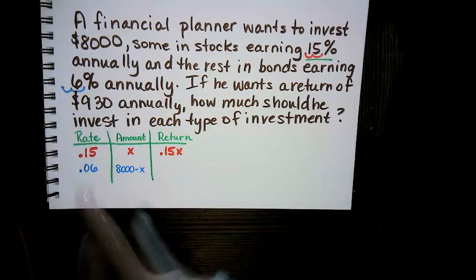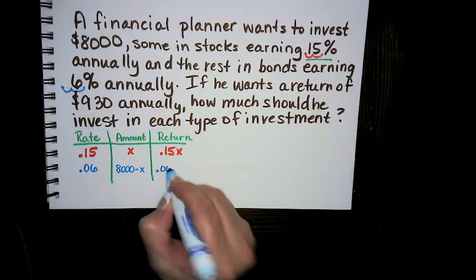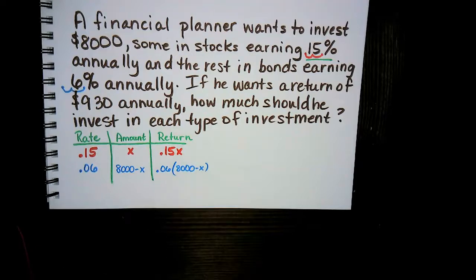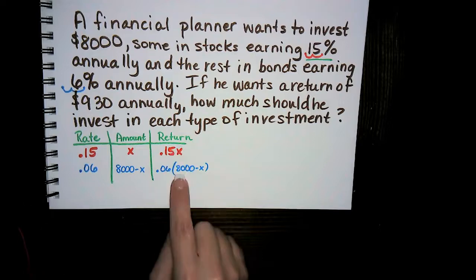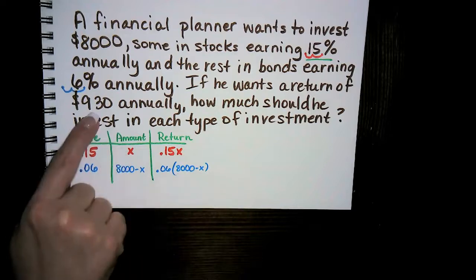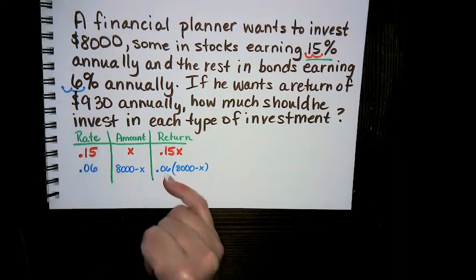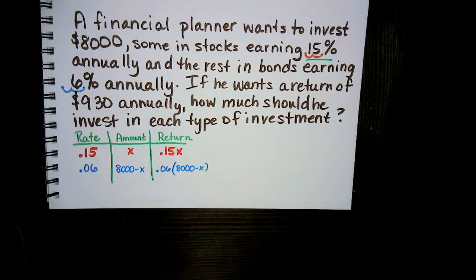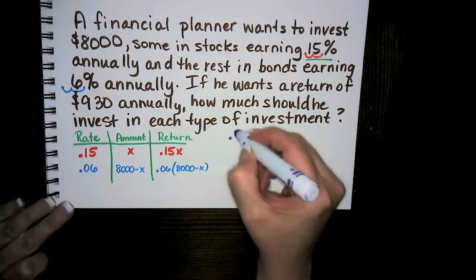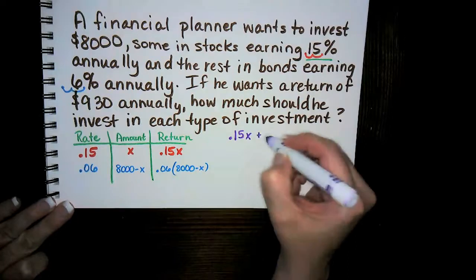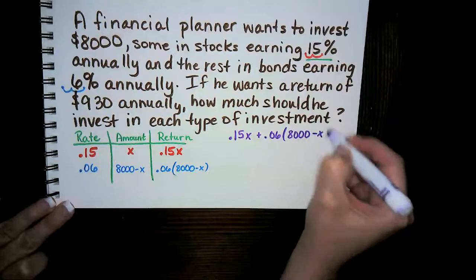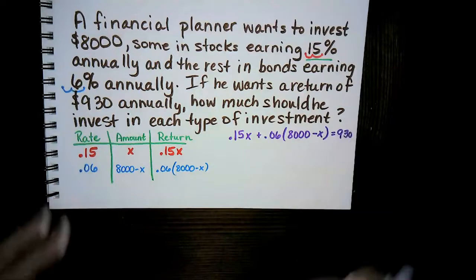Now remember, we're going to multiply these together, but I want you to use a set of parentheses with this one. Now these are our two returns in that final column. Those two returns are what we want to total 930. So I'm going to add them together: 0.15x plus 0.06 times parentheses 8,000 minus x, and I want that to equal 930.